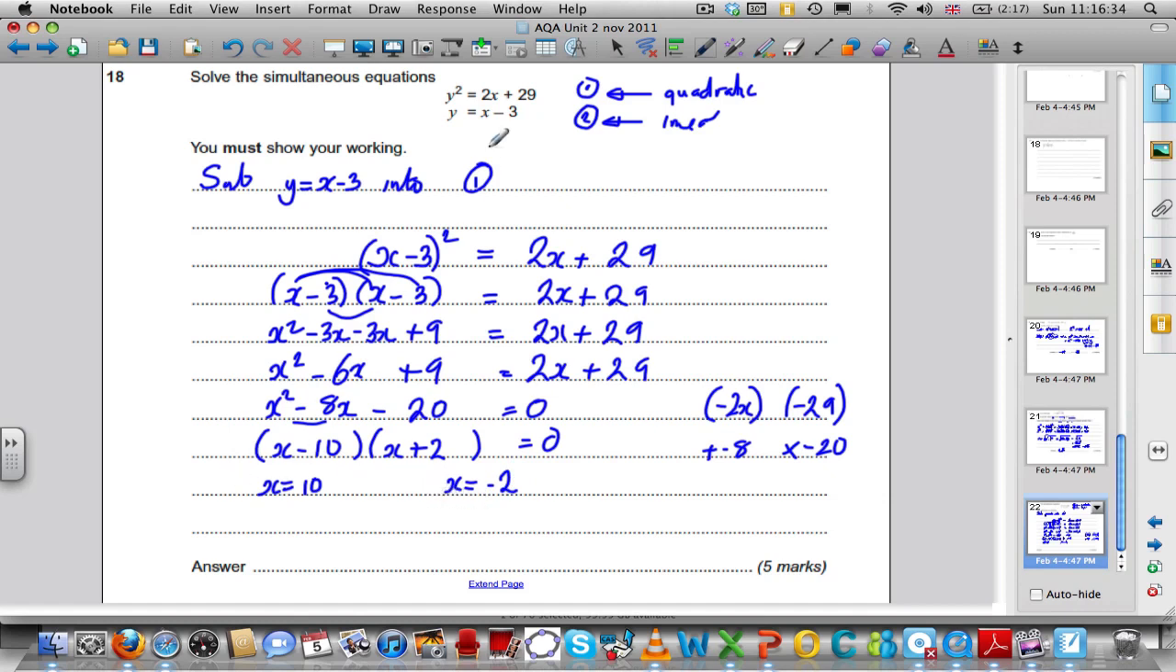And substitute back into this equation here to work out what the y must be. Y must be 10 minus 3, which is 7, and y must be minus 2 minus another 3, which is minus 5. So that is one set of answers, that is another set of answers. In the exam, substitute back into both equations to check they work.